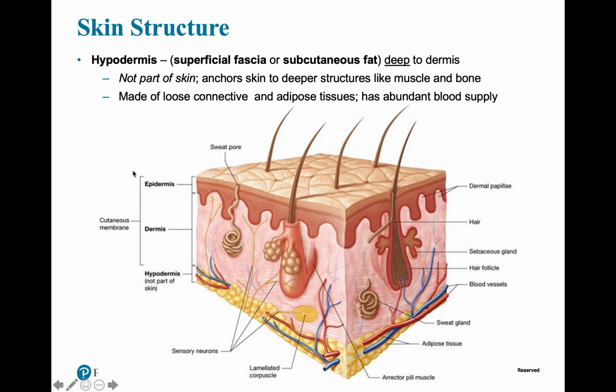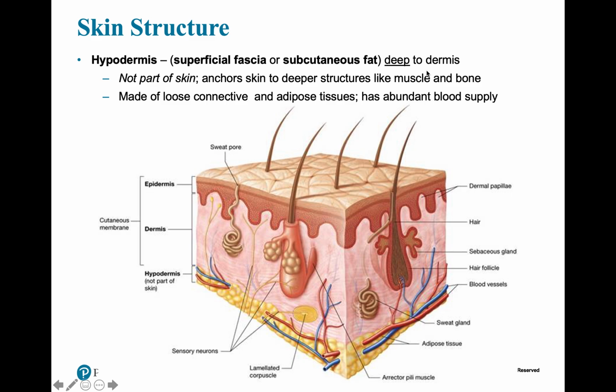And the hypodermis, its structure is primarily loose connective tissue, and embedded amongst that loose connective tissue is going to be abundant adipose. And that's because of the structure and function. The structure of loose connective tissue with abundant adipose goes along with the function of the hypodermis. And so the function is going to be really to anchor the cutaneous membrane to underlying structures like muscle or bone.